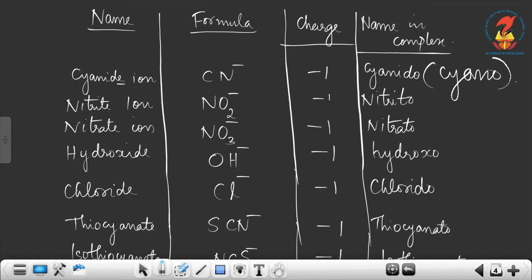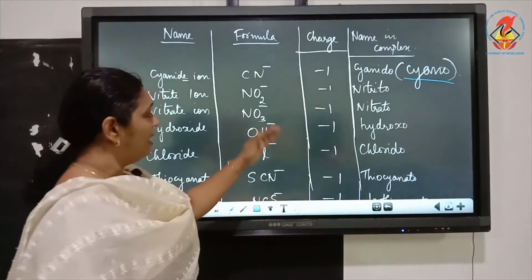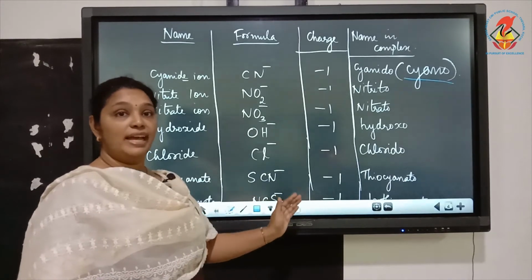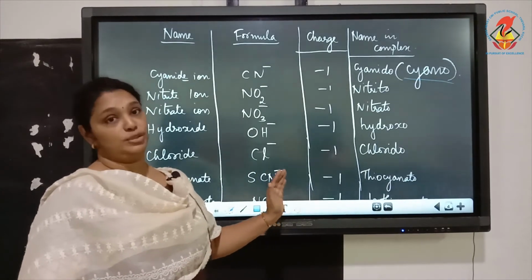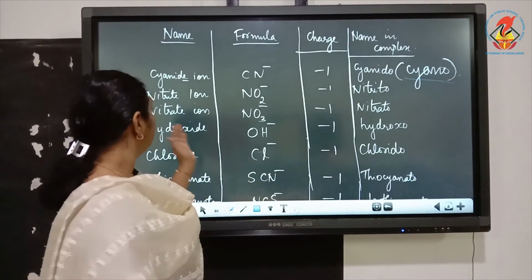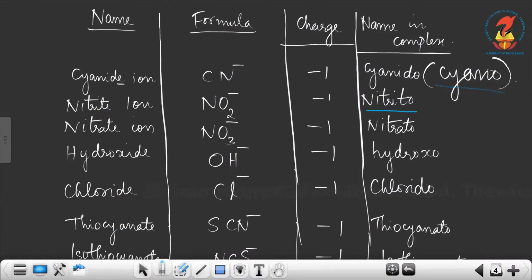Now, cyanide ion: how to write the name in the complex? The last E is replaced with O, so it will be cyanido, or you can also name it as cyano. You can see I have written the names of ligands with negative charge first, negative ligands. Second is nitrite ion, the name is nitrito. Third is nitrate, nitrato. Hydroxide, hydroxo.